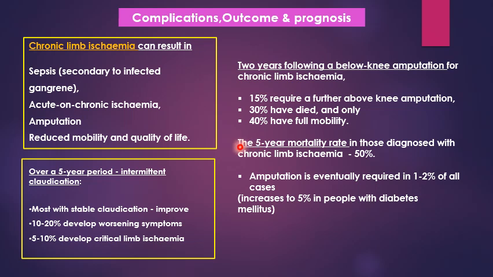The 5-year mortality rate for those diagnosed with chronic limb disease is around 50%. It's not only from the limb ischemia, it can be from other cardiac events. Amputation is eventually required in 1 to 2% of all cases with chronic limb ischemia, and this figure is higher, 5%, in patients with diabetes.